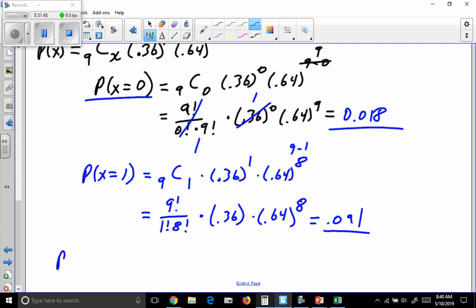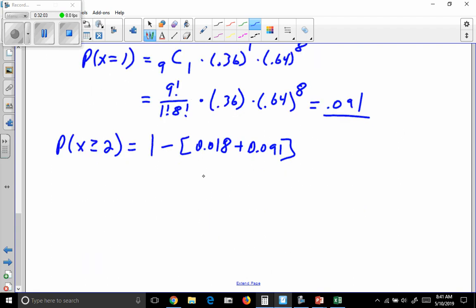So we're looking for the probability of more than or at least 2. So what we found is the probability of none and the probability of 1. So those are the only ones not included in the probability that we want. So if we take those away from 1, that will leave us the probability of having 2 or more people in favor.